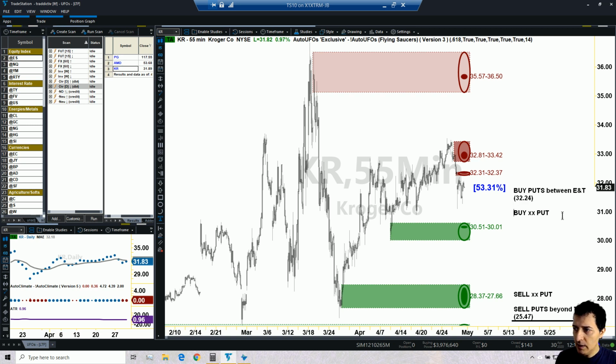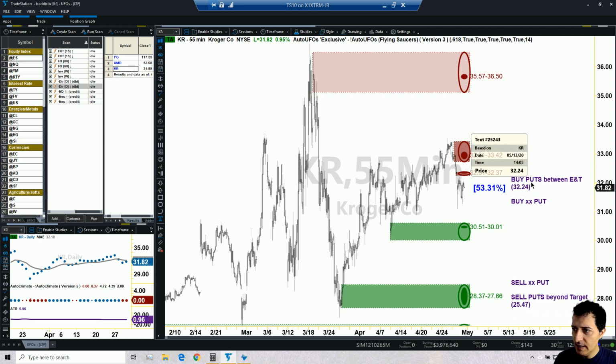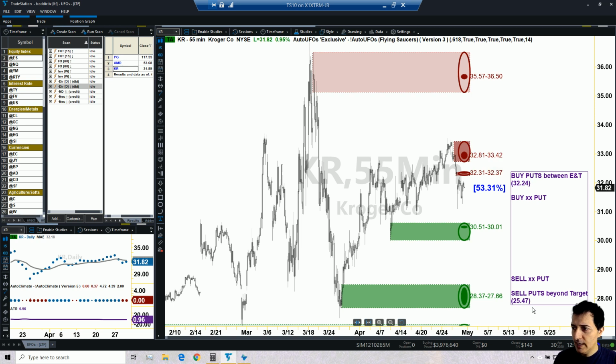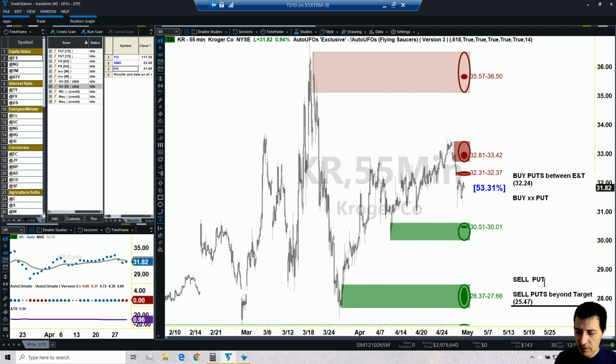Okay, so that is the plan. So now it seems logical to me to think of selling the 25 put because it's beyond the target, isn't it? 32 to 25. So maybe we can give it a try and try, let's say, 31. See what happens with the 31.